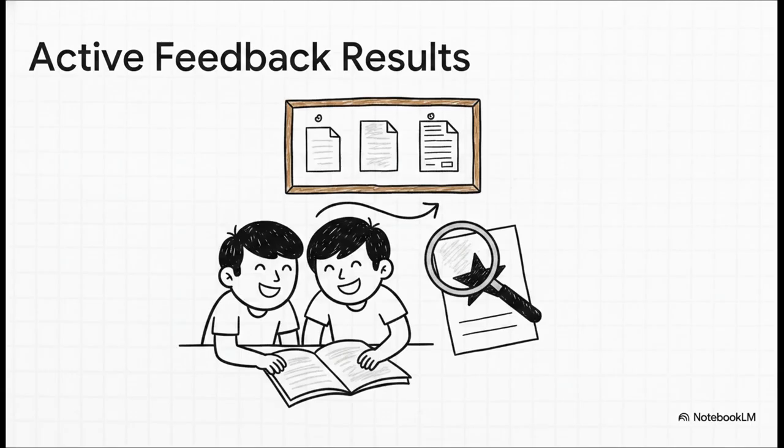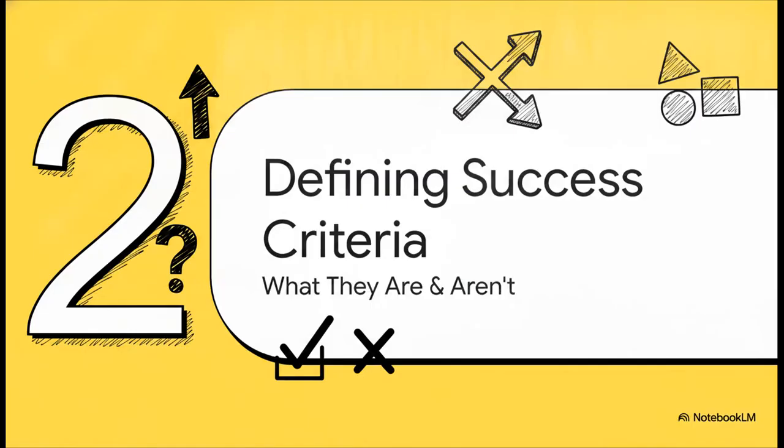And what's really cool? Engaging in peer assessment benefited not just the student getting the feedback, but also the student providing it. It forces them to critically apply the criteria themselves, which is just a massive win for everyone. Section 2. Defining true success criteria. What they are and what they aren't.